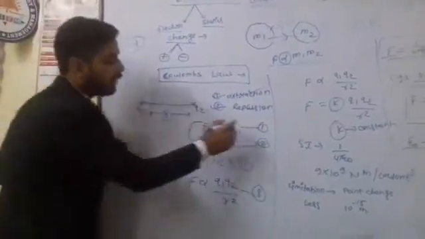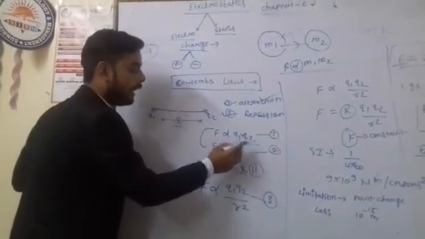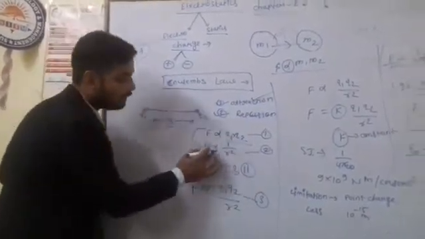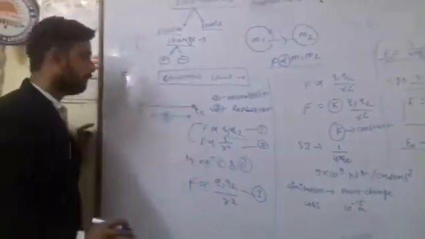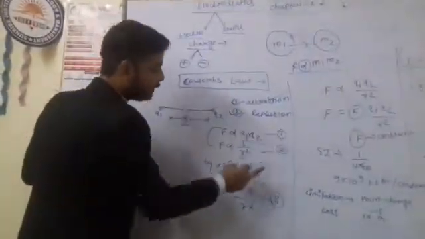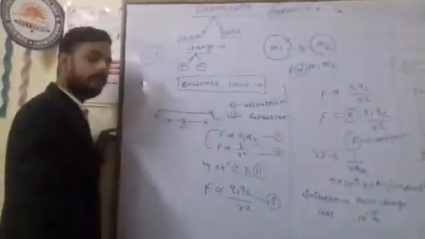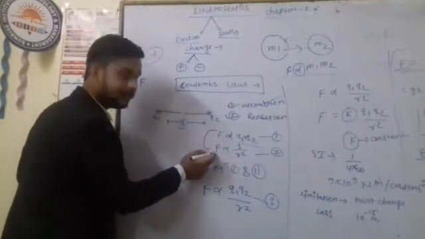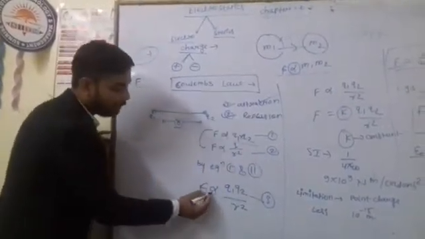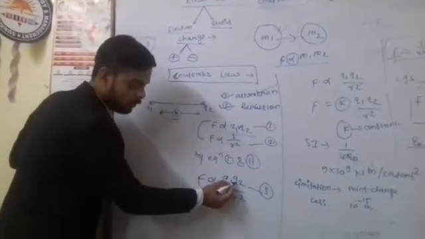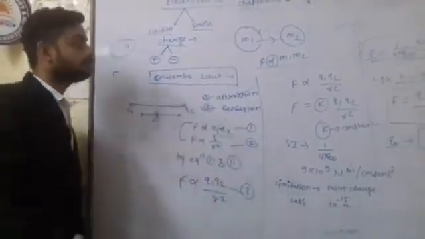So we have two equations. F is proportional to q1 into q2, and the second equation is F is inversely proportional to 1 upon r square. So we will combine equation first and second. Since the LHS is the same, we can combine: F is directly proportional to q1 into q2 upon r square, which is our third equation.